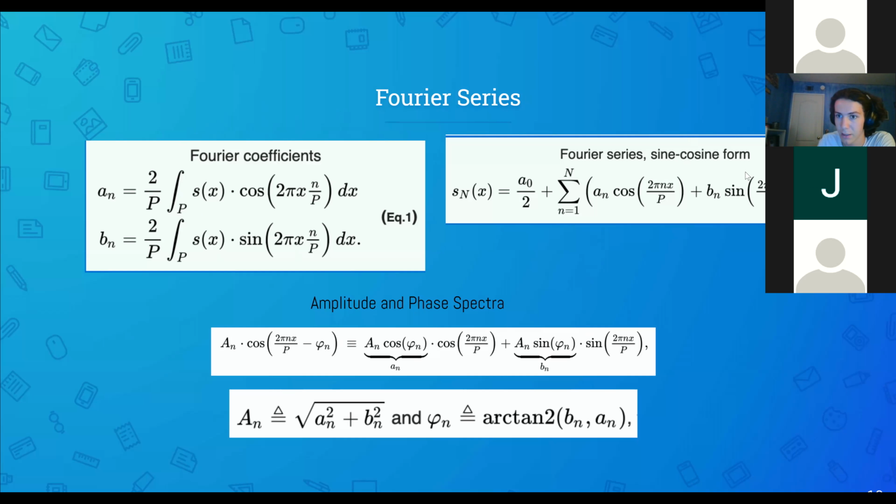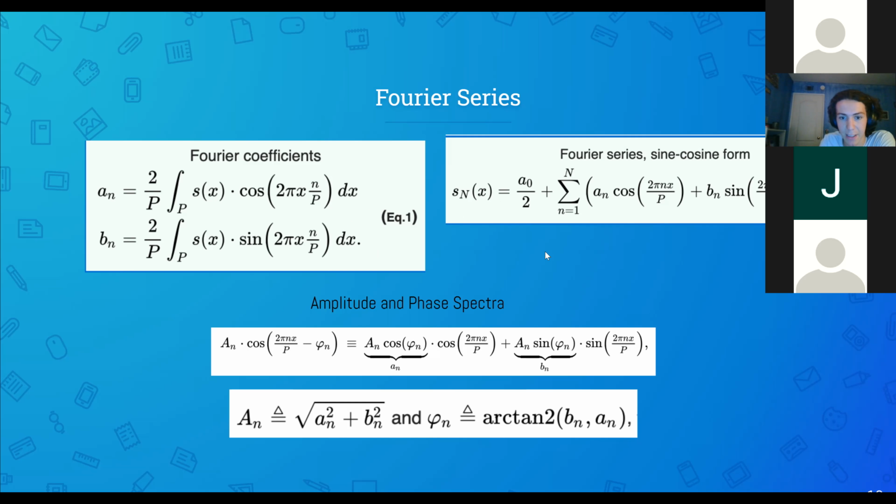Let me see if I can. So this mathematically is how you extract those weights. Your a sub n that you multiply by each cosine of each frequency, and this is how you extract the b sub n. So you multiply the sine of each frequency, and then this is what your overall sum would be, and what your overall function would be.